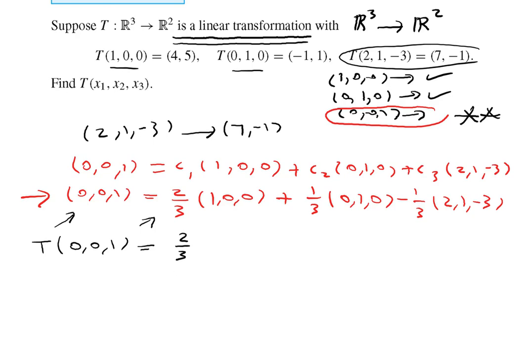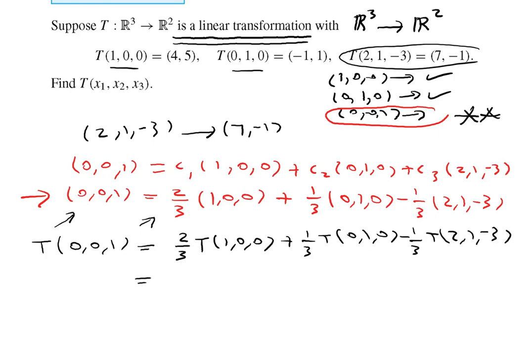Instead of saying that transformation of 2/3, 1, 0, 0, we pull the 2/3 out as a common factor or as a scalar, applying rule number 2. So that's going to be 2/3 T(1, 0, 0) plus, same thing, 1/3 T(0, 1, 0) minus 1/3 T(2, 1, -3). And we do have those on top given to me in the problem.